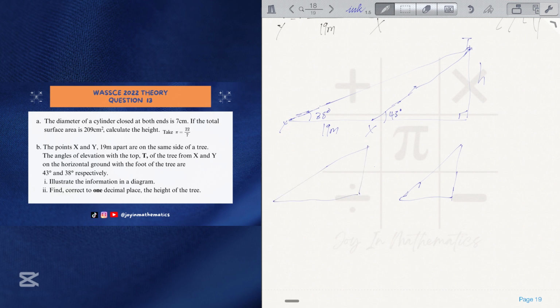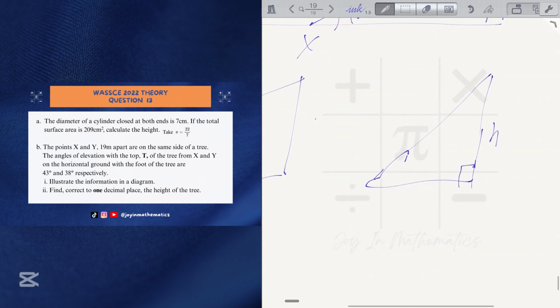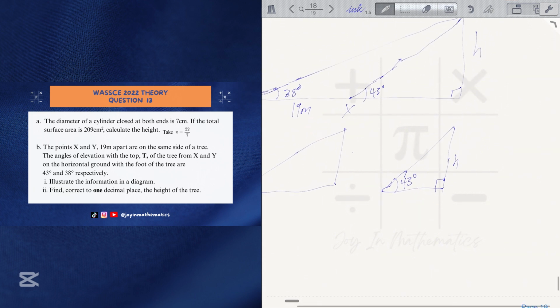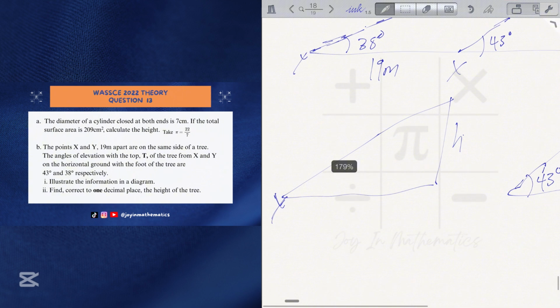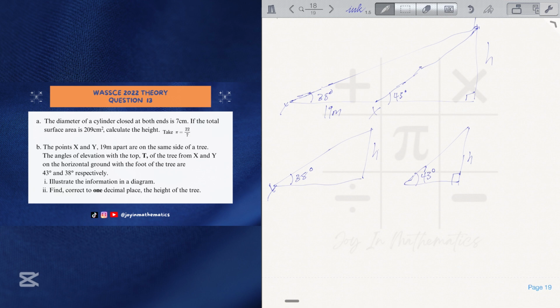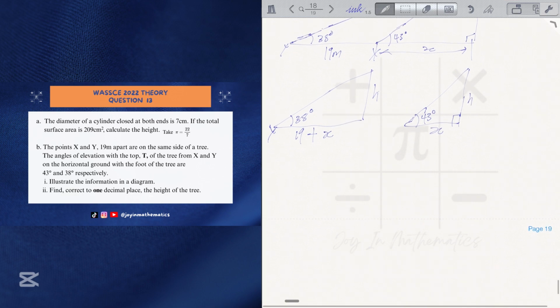So for point x now, we have height h and angle 43 degrees. For point y, we have height h and 38 degrees. Remember that this will be 19. If you say that the distance between point x and the base of the tree is x, definitely the total distance to point y will be 19 plus x. Right, so in view of that, we can evaluate the value of h now.